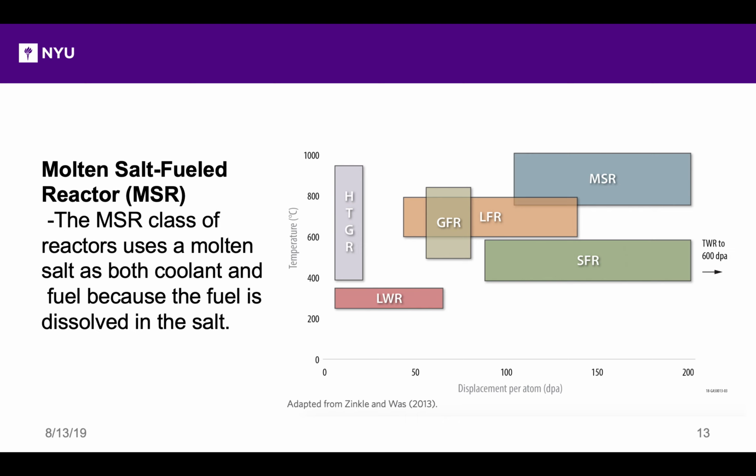Components in fast neutron systems such as the SFR, LFR, and GFR, as well as MSR, are subjected to much higher damage levels, that is 50 to 200 dpa, and operate over a range of temperature 400 to 1000 degrees. Depending on the design concept, the figure includes the TWR and SFR concepts that propose to reach damage levels up to 600 dpa because of its long-lived core.